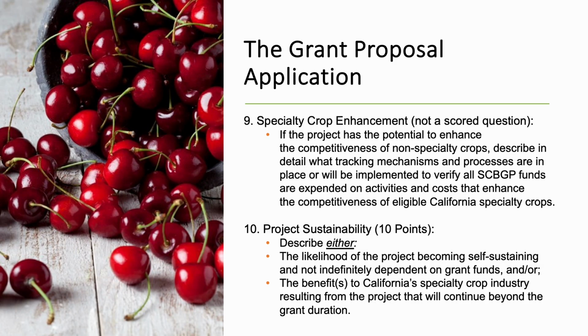The specialty crop enhancement is an unscored question. SCGBP funds must enhance the competitiveness of specialty crops as defined by USDA. If your project has the potential to benefit non-specialty crops, describe the method that will be used to ensure that SCGBP funds will not be used towards this purpose. Common examples of projects that have the potential to benefit non-specialty crops would be projects involving farmers markets where non-specialty crops are sold, or projects involving nutrition education that will also include information on grains or protein.